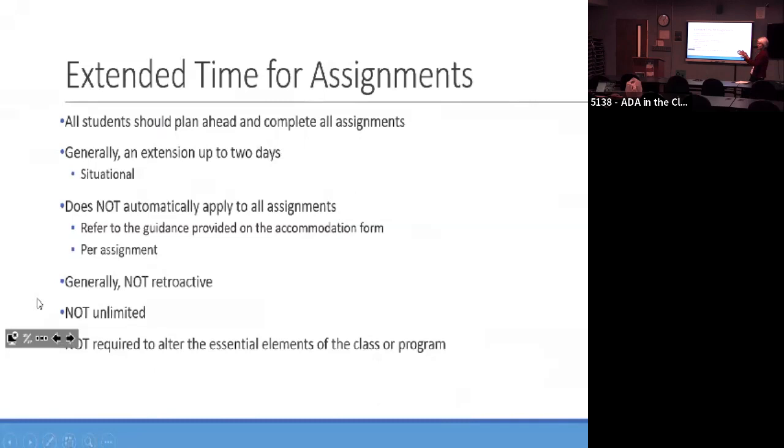So again, someone's in the hospital for 9 days versus someone who had a seizure and they're fatigued for a day or so afterwards. Two very different things, in my opinion. It does not automatically apply to all assignments. One person on that committee gave me a great example. In an English class, a major paper is due. The student needs a couple more days because they had some type of flare up. Yeah, sure, go ahead, take a couple more days to turn in the assignment.